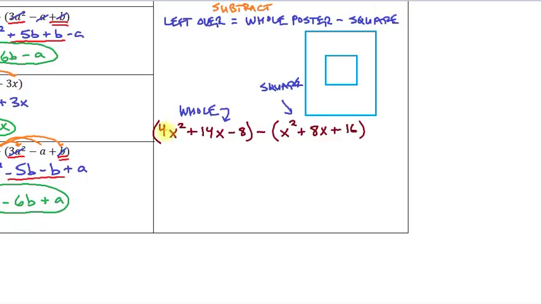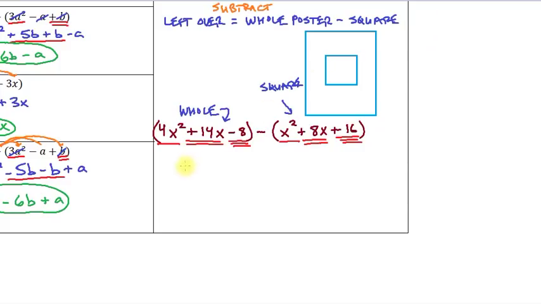Let's look for like terms. I've got an x squared term here, and I've got an x squared term here. I've got an x term here, plus 14x, and I've got a plus 8x. And then one thing we maybe haven't talked about yet is, well, we did talk about this before, negative 8 is also a term. It's a constant. I'm going to draw 3 underlines. And positive 16, that's also a constant, so those are like terms.